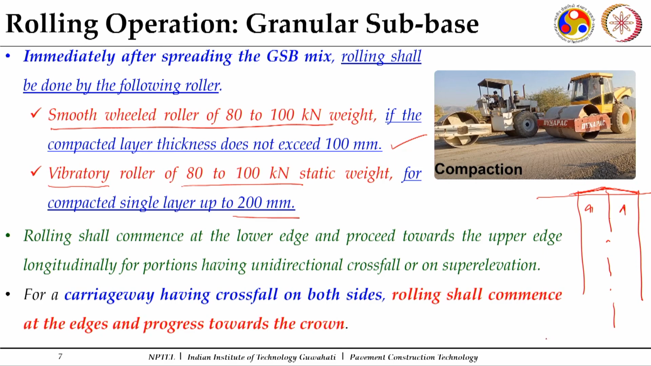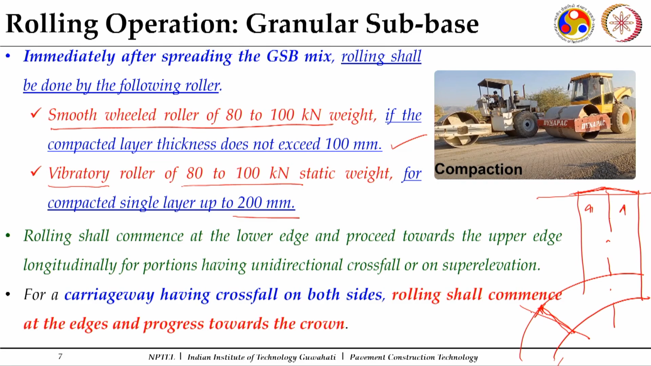If there is a curve, in this particular case there will be a super elevation. Super elevation means if I draw a cross section here, this particular edge will be raised and this particular edge will be at a lower level. So, in this case, when one edge is at the raised level and the other is at a lower level, we will start the compaction from the lower edge and proceed towards the upper edge.